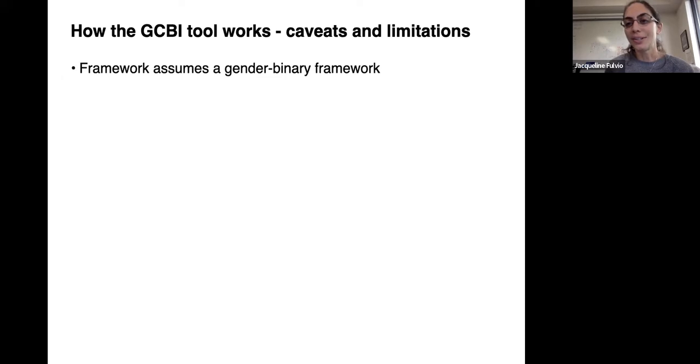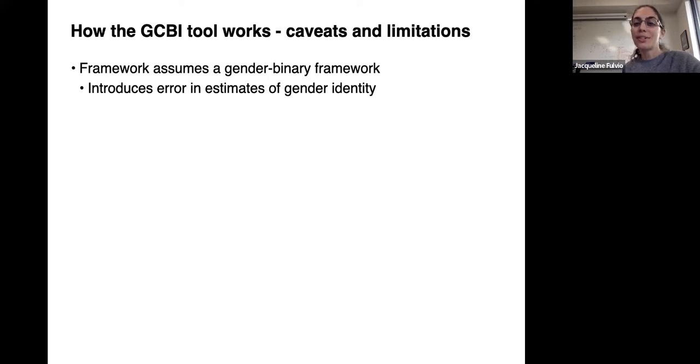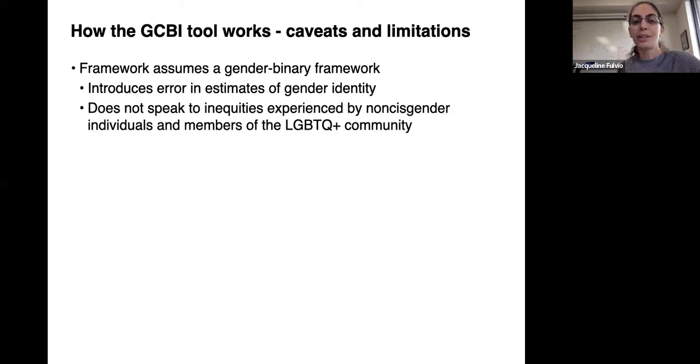The first one, of course, you probably have been pondering throughout the talk, is that the framework assumes a gender binary framework. And so as a result, that inherently is going to introduce some error in estimates of gender identity of authors, where there may be discrepancies between the name and the probability assigned. This framework also does not speak to inequities experienced by non-cisgender individuals and members of the LGBTQ+ community. So we are limited in that way. It is just something that will have to be improved upon going forward in the future.